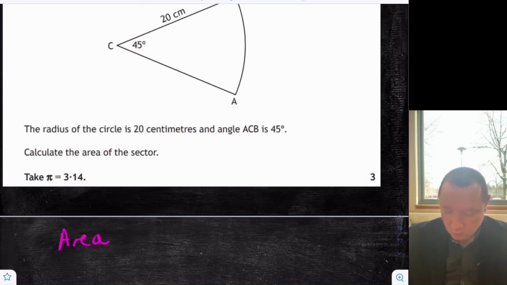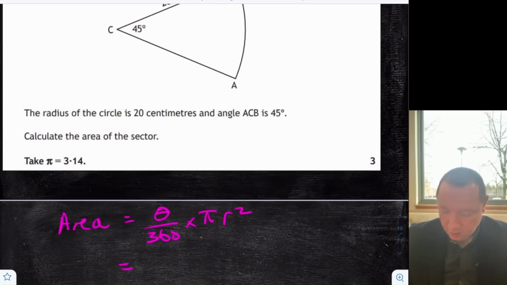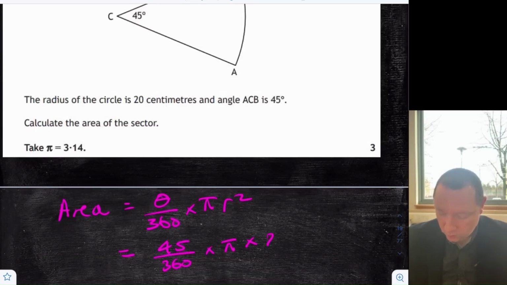Area equals angle out of 360 times pi r squared, and we calculate that by putting 45 out of 360 times pi times 20 squared. 2 marks so far, 1 mark for getting the fraction and 1 mark for substituting in, and now we just need to do lots of work to get the actual answer for our final mark.